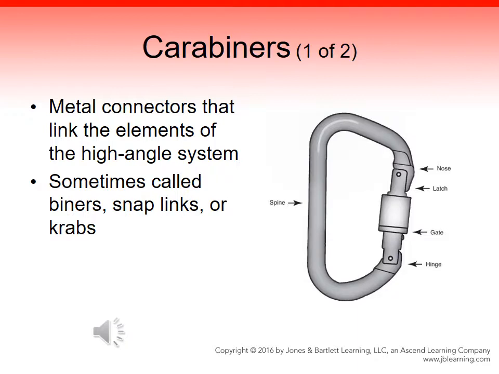One of the most elemental and basic hardware components of a rope system is the carabiner. Carabiners are metal connectors that link the elements of the high-angle system. They are also sometimes called beaners, snap links, or crabs. The basic parts of a carabiner are the spine, the hinge, the gate, the nose, and the latch.